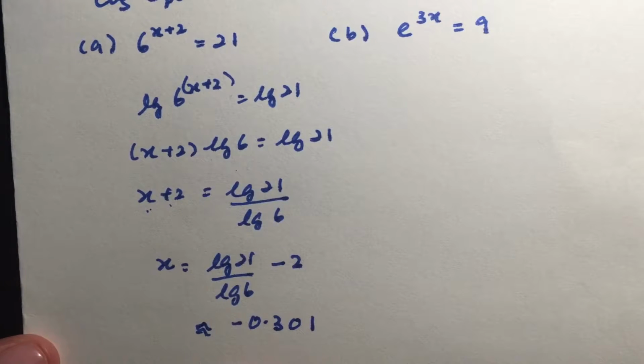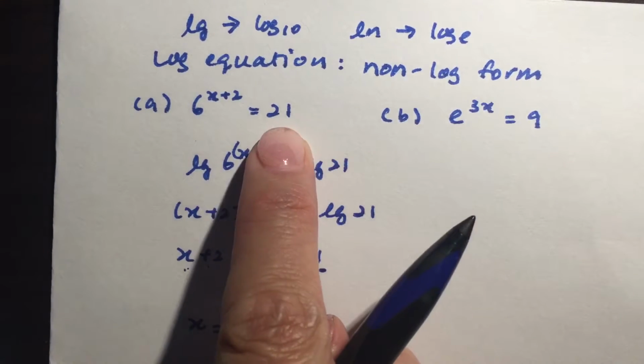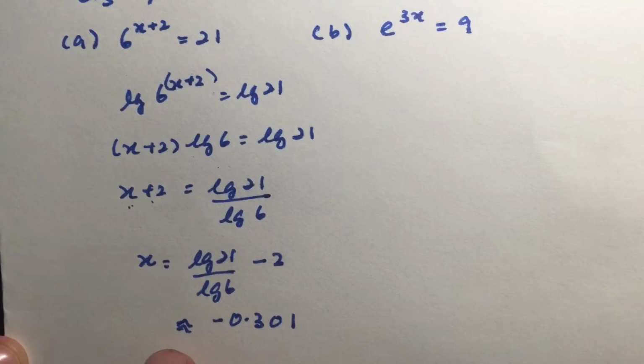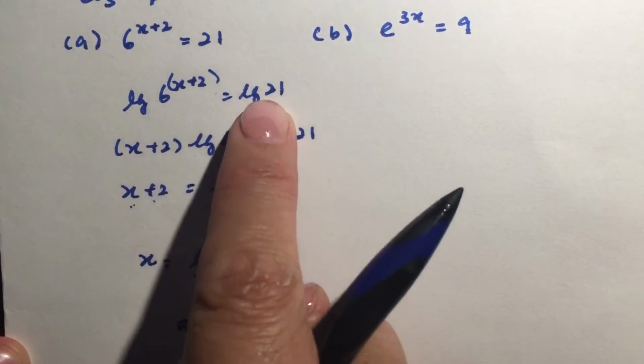Now, how do you check whether it's correct? Very simple. Put this back into the original question here, and you check whether you can add up to close to 21. So this is where you use log on both sides, the log being base 10.